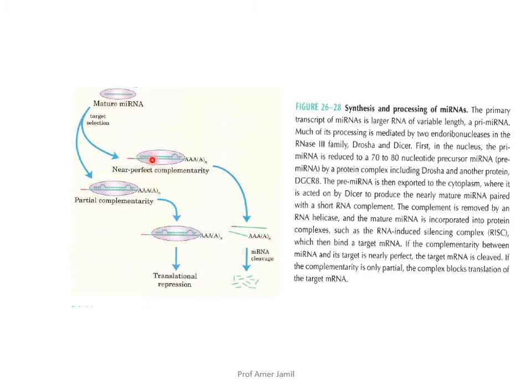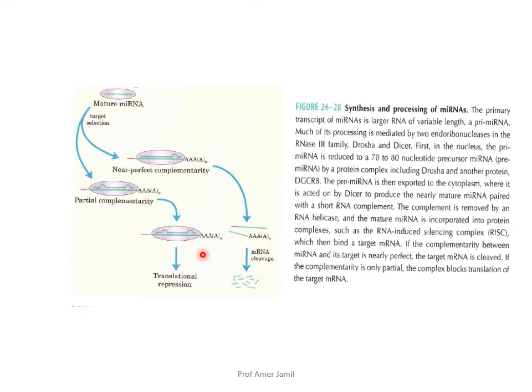near perfect complementarity, what happens? Certain enzymes act on it, and there is a cleavage that takes place altogether. So in this case, there is no translation as well. So translation can be repressed in both cases, but with a slightly different mechanism depending on the level of complementarity between the microRNA and the messenger RNA which is going to be expressed inside the cell.